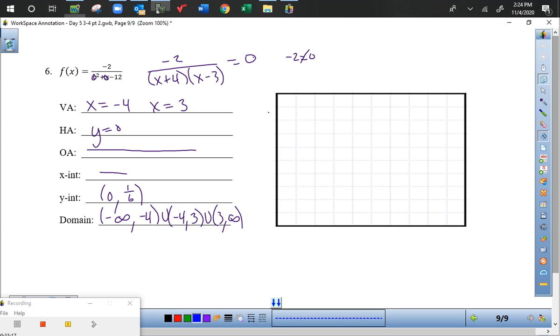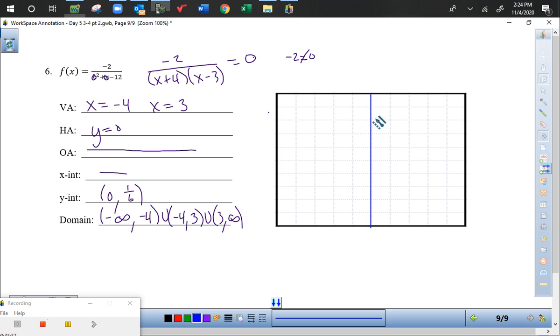Okay. The idea for these types of graphs, when you have 2 vertical asymptotes, is you kind of want to center them around 0. Because we have one positive and one negative, and they're close to the same value, they're only 1 away from each other, we can go ahead and start with the y-axis in the middle for this one.